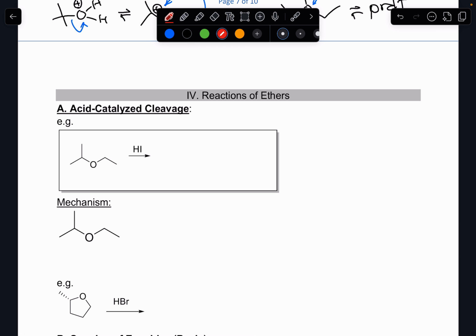Anyway, there aren't that many reactions ethers can do. These are a fairly inert functional group. So you need pretty extreme conditions to make them react, and one of those uses not just an acid but a strong acid, like hydroiodic acid.